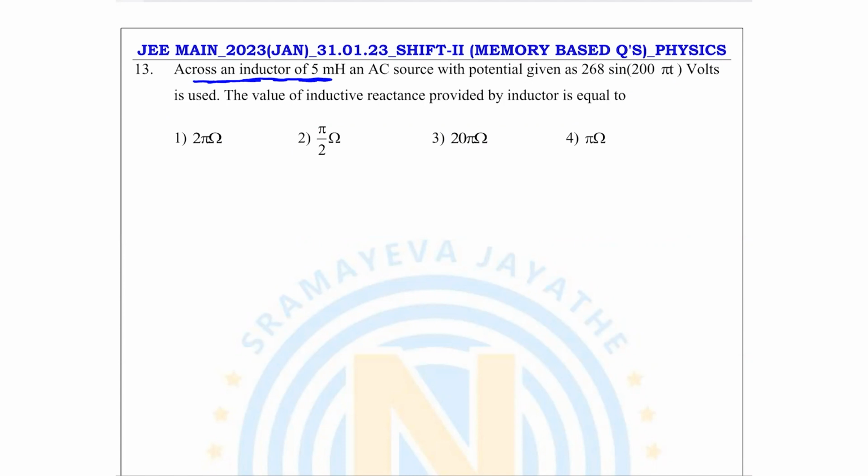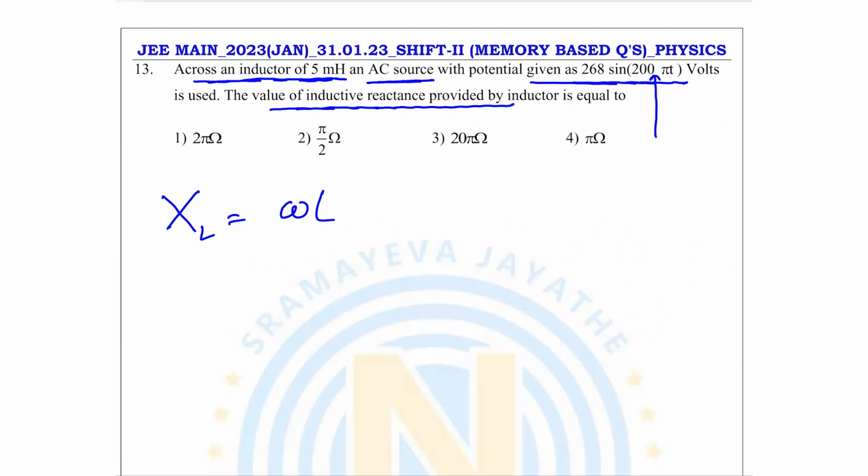We have an inductor of 5 millihenry in an AC source, and the potential voltage is given as 268 sine 200 pi t. We have to find the inductive reactance. So inductive reactance is XL and it is simply omega times L. And omega is this. We know that V is V naught sine omega t is the standard equation. So omega is 200 pi.